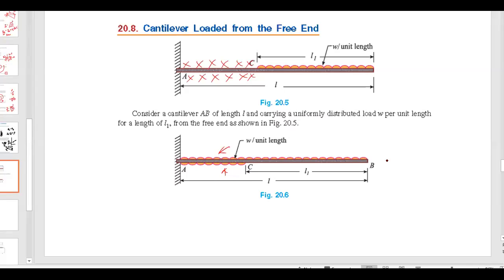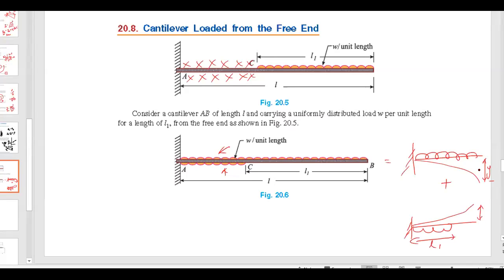So the beam can be written as the total UDL over the entire length plus a cantilever beam with a UDL acting from the bottom up to a length of L1. So due to this load, the beam will be deflected downwards, and due to this load, the beam will be deflected upwards. So due to this, we'll get a minus deflection. Due to this, we'll get a positive deflection.